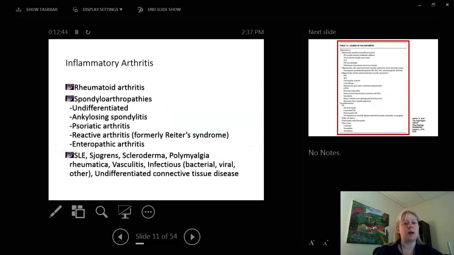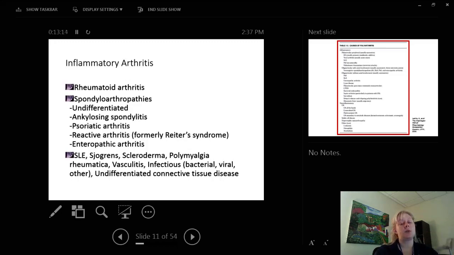This is to give you an idea of what is under inflammatory arthritis. You have rheumatoid arthritis, which I am discussing. You have your ankylosing spondylitis. You have psoriatic arthritis. You have reactive arthritis. So there's a type of arthritis that's more inflammatory, and an enteropathic arthritis, which is very uncommon.